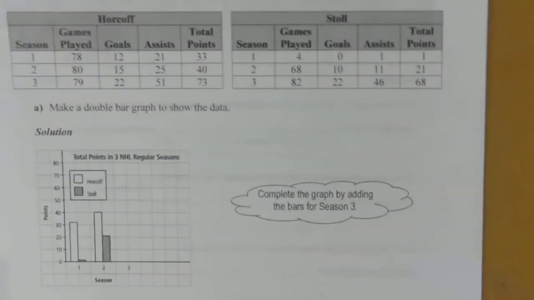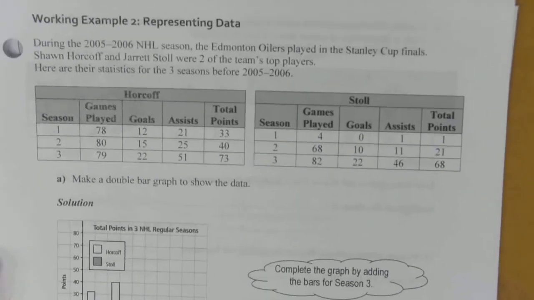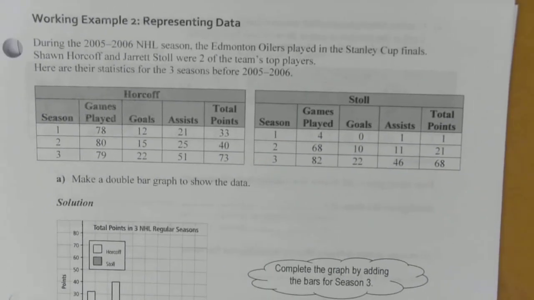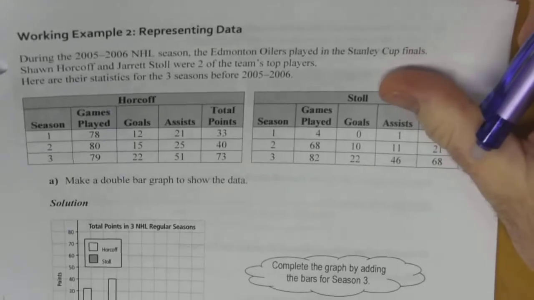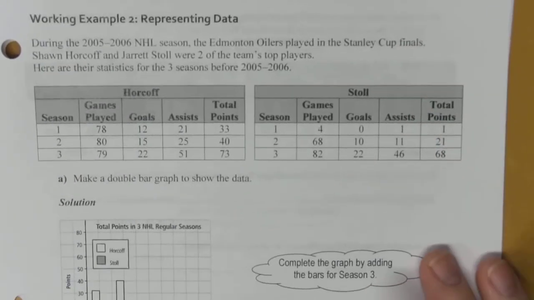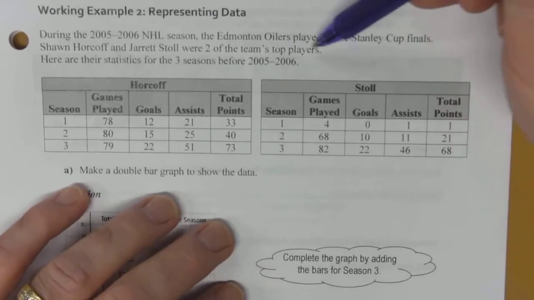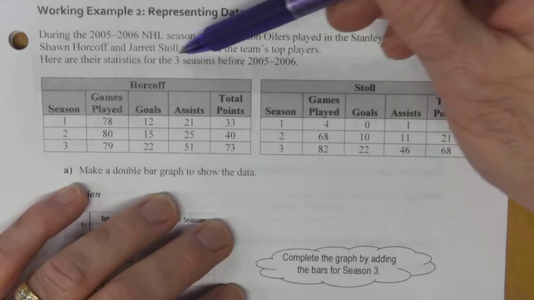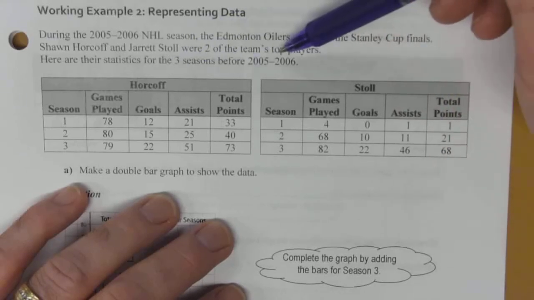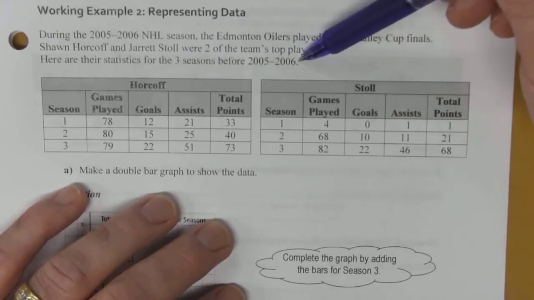Okay, working example number 2 now. We're going to look at some hockey, representing data. During the 2005-2006 NHL season, the Edmonton Oilers played in the Stanley Cup Finals. Long time ago, you guys were less than a year old, probably. It was a good year for hockey. Shawn Horcoff and Jarret Stoll were 2 of our team's top players. And here are their statistics for the 3 seasons leading up to that 2005-2006 season.